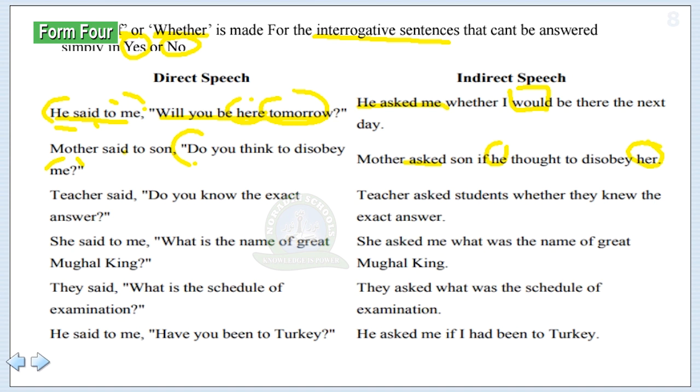Again, mother said to son, do you think to disobey me? We want to change the tense, simple present into simple past. We want to change personal pronouns. We want to change the sentence: it's in interrogative form, but we don't use interrogative form during indirect speech. So mother said to son, do you think to disobey me? Mother asked son if he thought to disobey her.